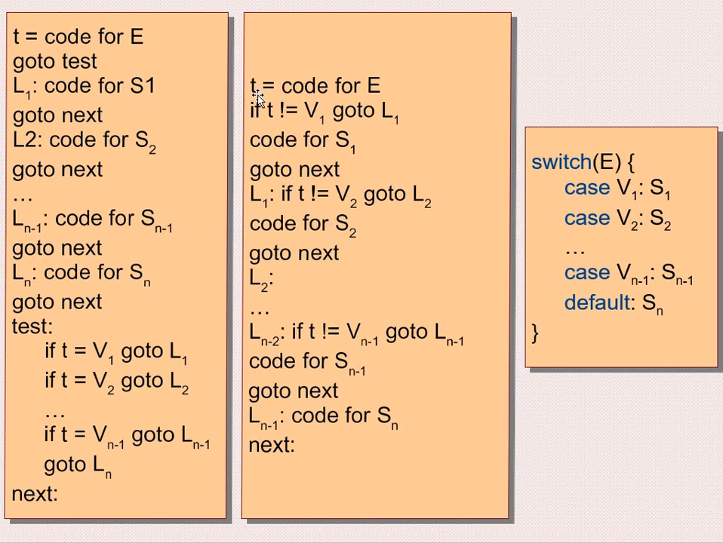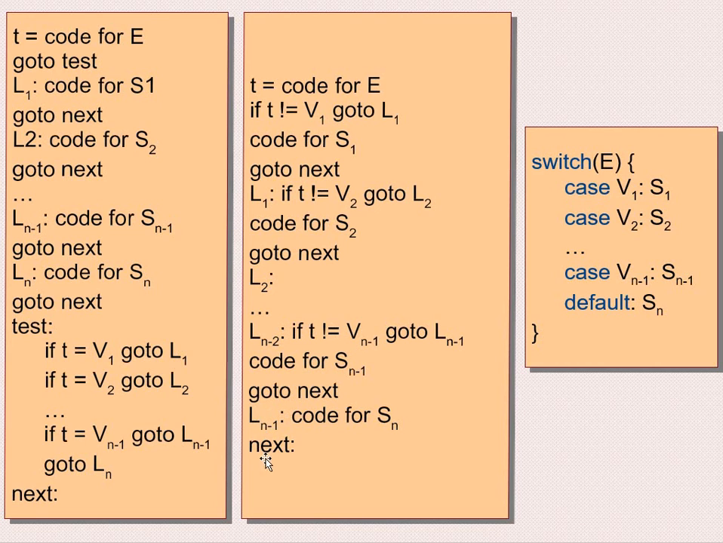Here, T equals code for E. If T is not equal to V1, goto L1, code for S1, goto next. If T is not equal to V2, goto L2; else if this condition is true, we go on: code for S2 and goto next. Like this manner, this one is L2.